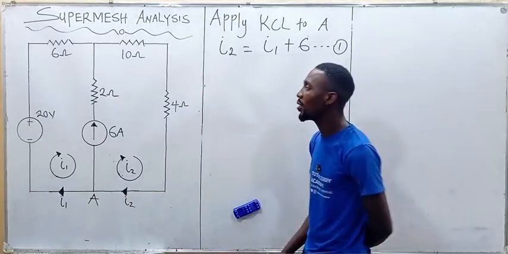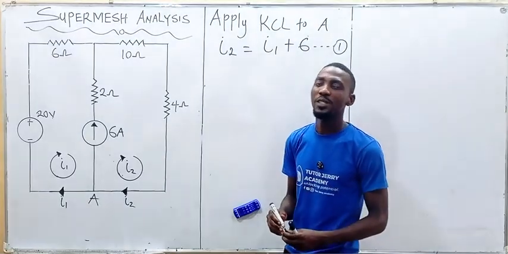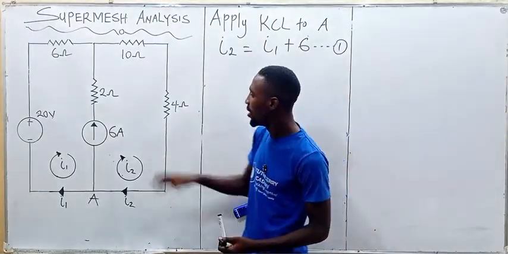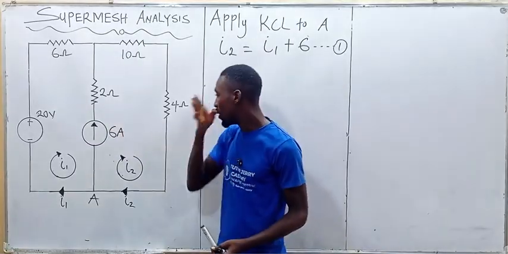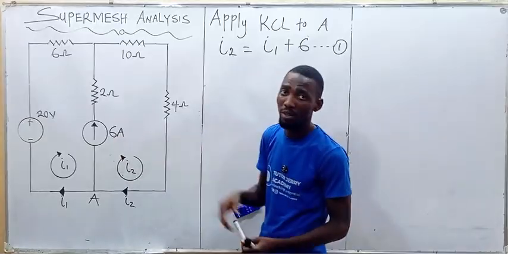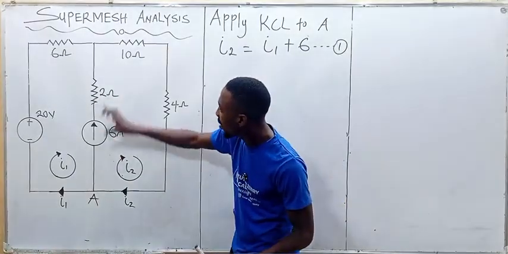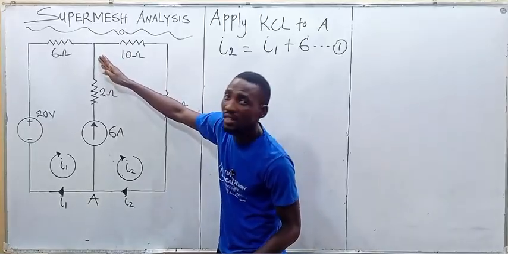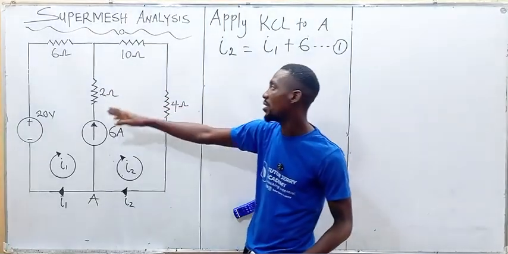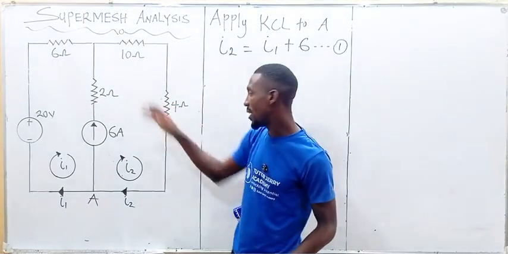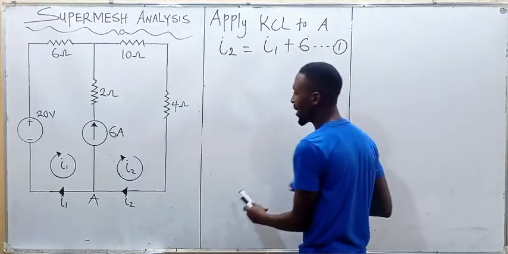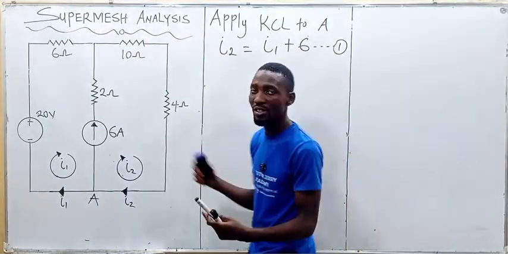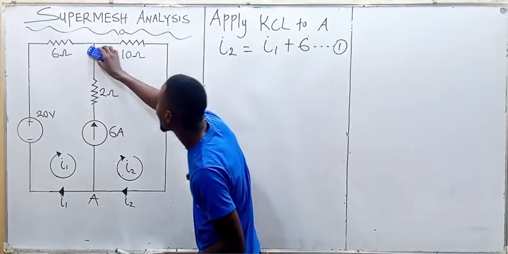Now, the second thing we are going to do is remove the current source that is between mesh 1 and mesh 2. From doing that, we also need to remove this resistor here because current is not going to flow through it. Is that clear? All right. I am supposed to draw another diagram here, but in order not to waste time, we can just clean it.